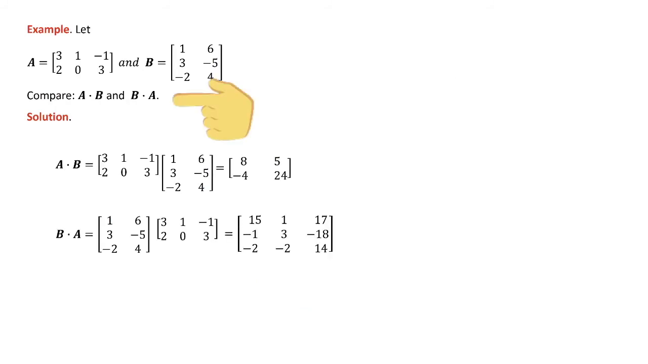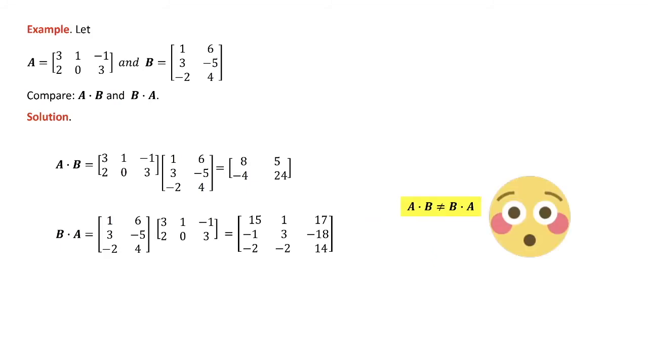Now notice, just to compare these two, they're very different. Look, A times B is a 2 by 2. B times A is a 3 by 3. So what do we learn from this? You can't say 2 times 3 equals 3 times 2, but that's not true in general. That's why that's not in an algebra.